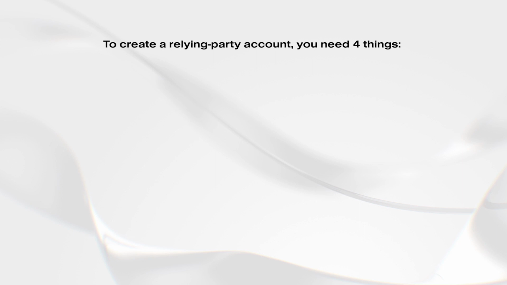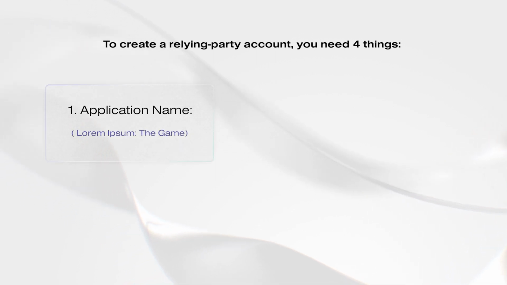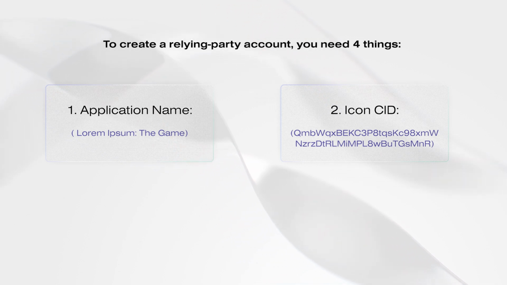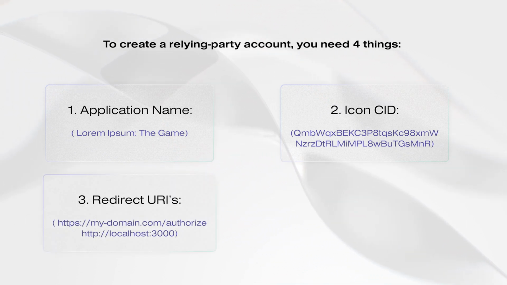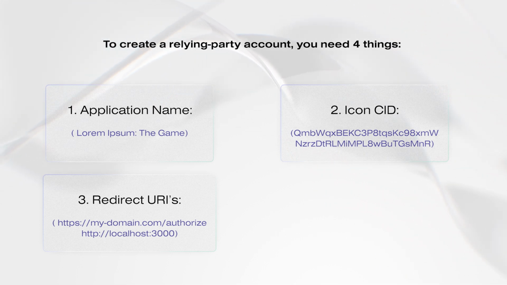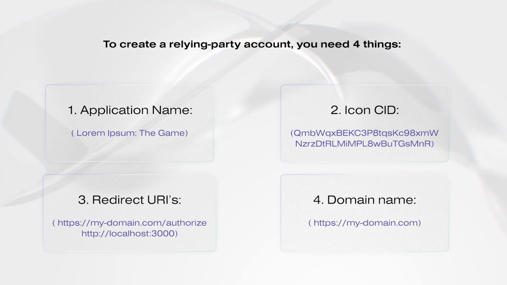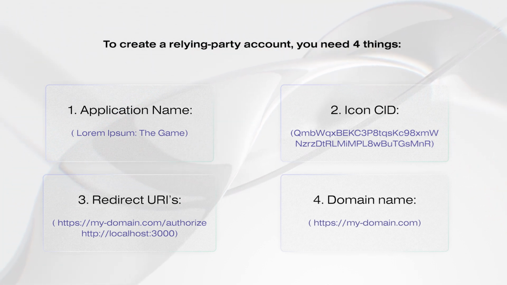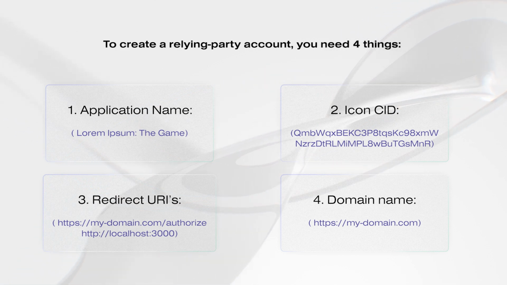In order to create a relying party account, you need to provide 4 things. Application name, which will be later used to show what the user is logging into, icon CID, which is an IPFS image ID to show your icon to the user when managing current sessions, redirect URIs, which are the links to redirect the user back to after a successful authorization, and lastly, the domain name, which is just a link to your website. It should be pretty clear why we require this data at this point, so let's proceed to creating a relying party account.